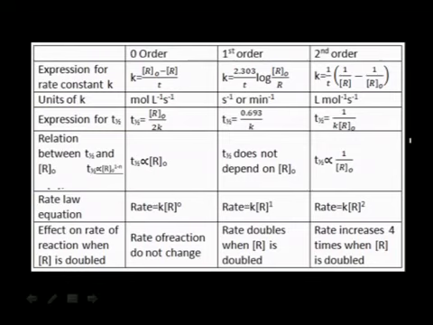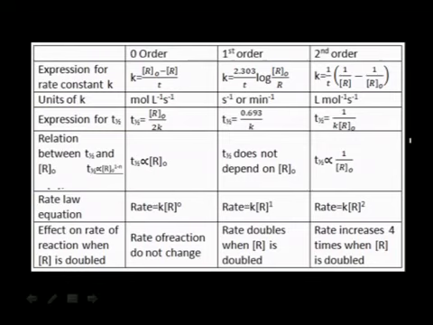For a zero order reaction, the rate constant is given by K equals R naught minus R by T. For a first order reaction, it is 2.303 by T log R naught by R, and for a second order reaction it is 1 by T of 1 by R minus 1 by R naught. The unit of K for a zero order reaction is mole per liter per second. For a first order reaction it is just per second or per minute. For a second order reaction it is liter per mole per second.